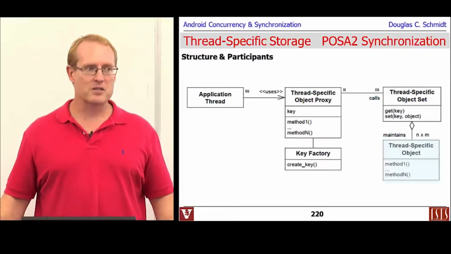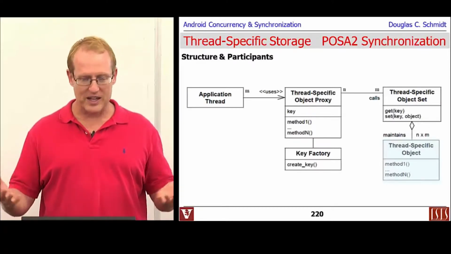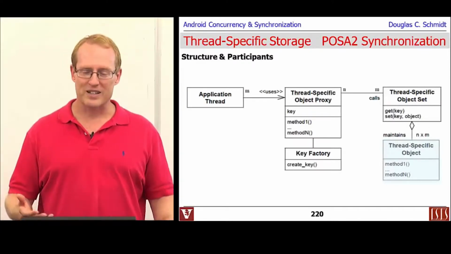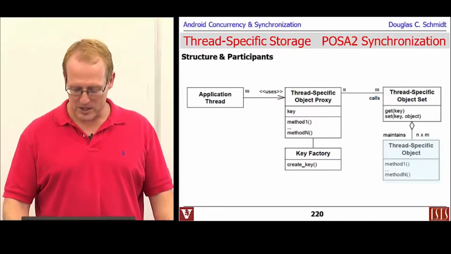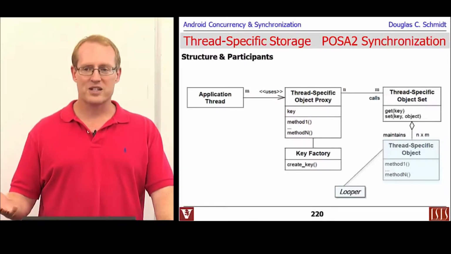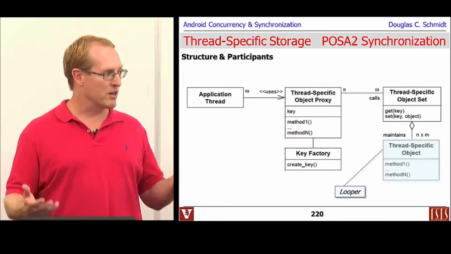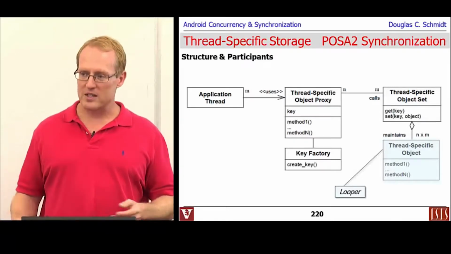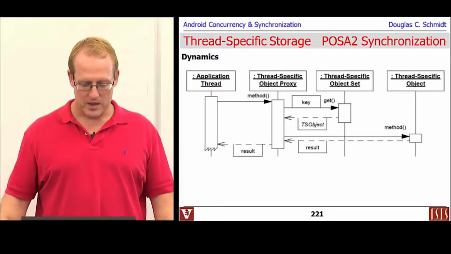And then the last piece of the puzzle is the thread-specific object. This is actually the thing that does whatever it does, right? It's something that you're going to store in thread-specific storage. And the particular example we're going to talk about here, of course, is the looper. So that's what we're going to put in thread-specific storage. But of course, you could put other things in thread-specific storage as well.